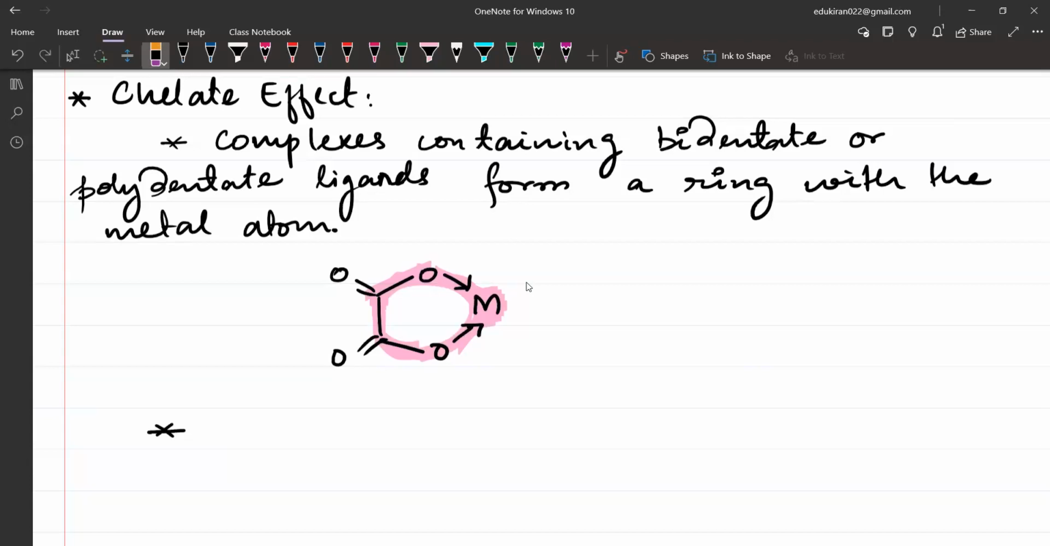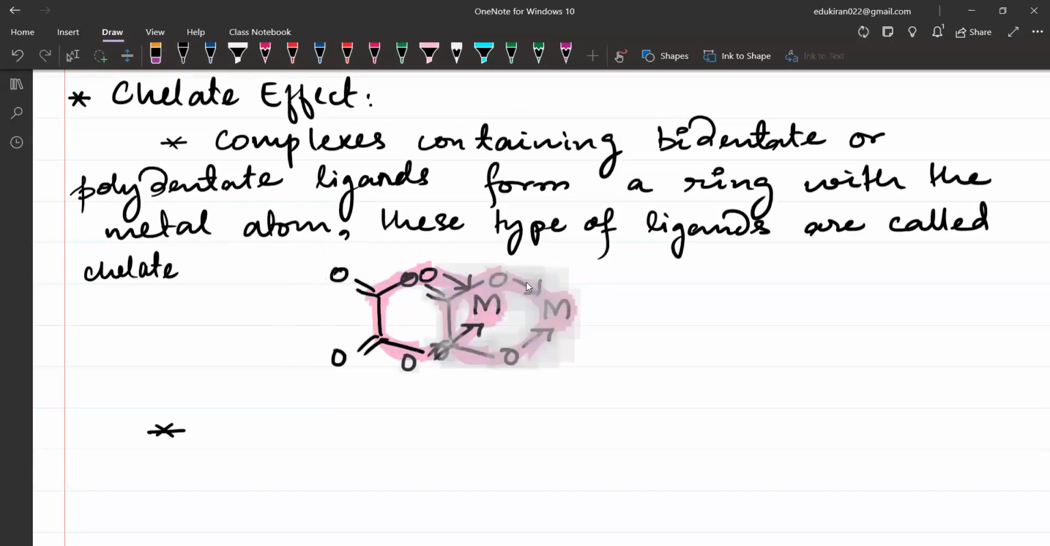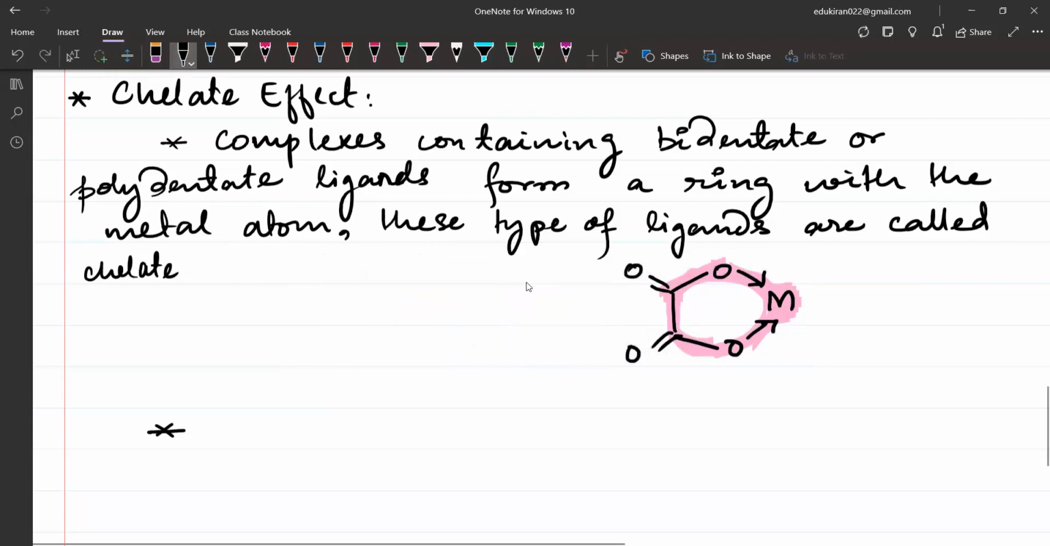Atoms. इसमें एक और चीज लिख दीजिए साथ में. These type of ligands are called chelate ligands, है ना? Chelate ligands. Right, next.